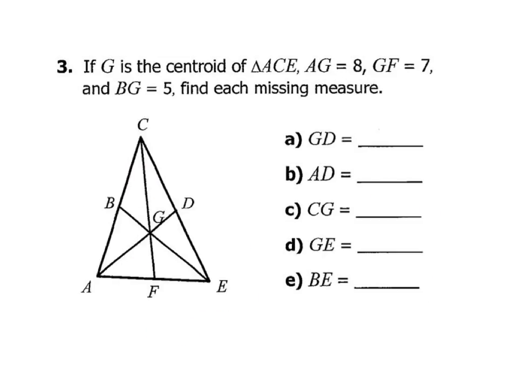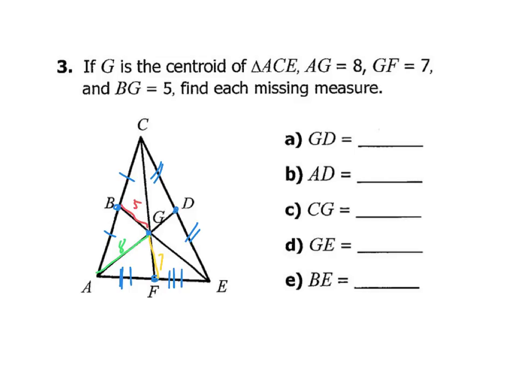All right, in number 3, we're given that G is the centroid. So that means that CF is a median, AD is a median, and EB is a median. That means this is a midpoint, midpoint, midpoint. So we can mark that up accordingly. Then we also know that AG is 8. We're given that AG right here is 8. We're given that GF is 7. And we're given that BG is 5. That's this distance right here.